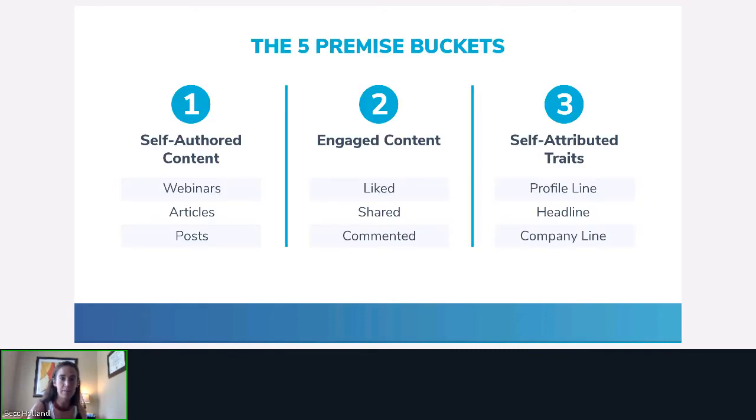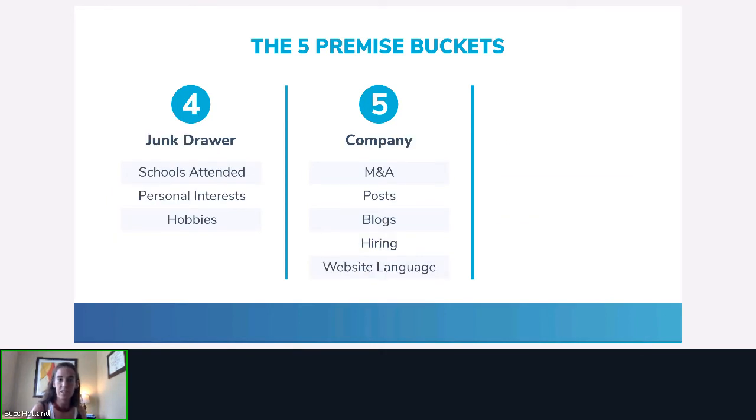As far as the premises to pick, again, in this session, Personalization at Scale, I go much deeper, but there's 5 different buckets of personalized premises that you can tease out. Bucket 1 is self-authored content, something that they've written and actually been a part of. Bucket 2 is engaged content, basically content that they didn't author themselves, but that they liked, shared, or commented on LinkedIn. Third bucket is self-attributed traits, their profile line, headline, company line. Bucket 4 is junk drawer, schools attended, personal interests, and hobbies. And then the last one is bucket 5, company level data, M&A, posts, blogs, hiring, and website language.